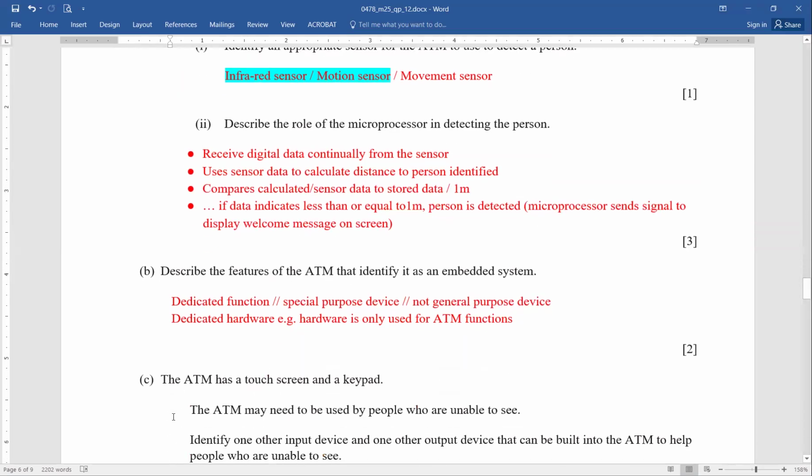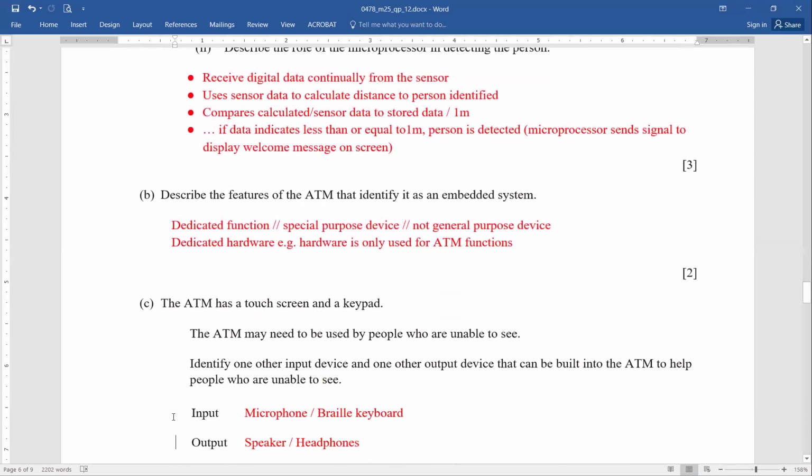Easy? Okay. The ATM has a touch screen and a keypad. The ATM may need to be used by people who are unable to see. Identify one other input device and one other output device that can be built into the ATM to help people who are unable to see, like blind people, or maybe visually impaired people.